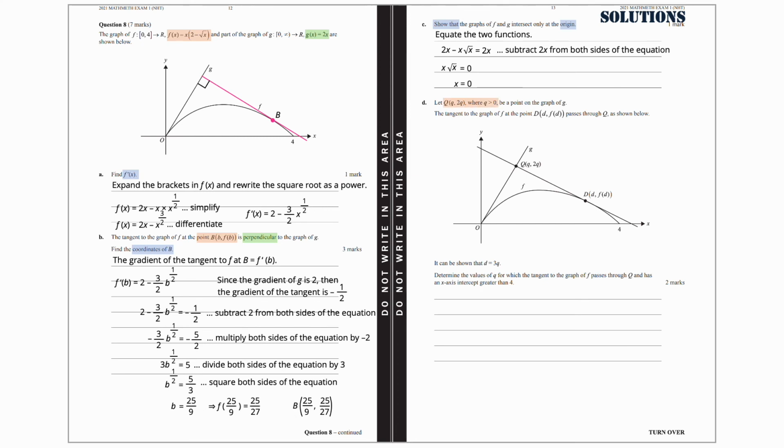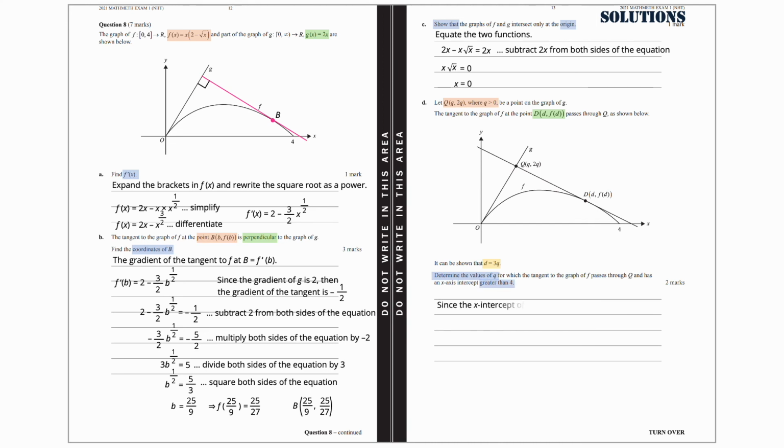Part D. Let Q with coordinates q, 2q, where q is greater than 0, be a point on the graph of g. The tangent to the graph of f at the point D with coordinates d and f of d passes through Q as shown below. It can be shown that d equals 3q. Determine the values of q for which the tangent to the graph of f passes through Q and has an x-axis intercept greater than 4.